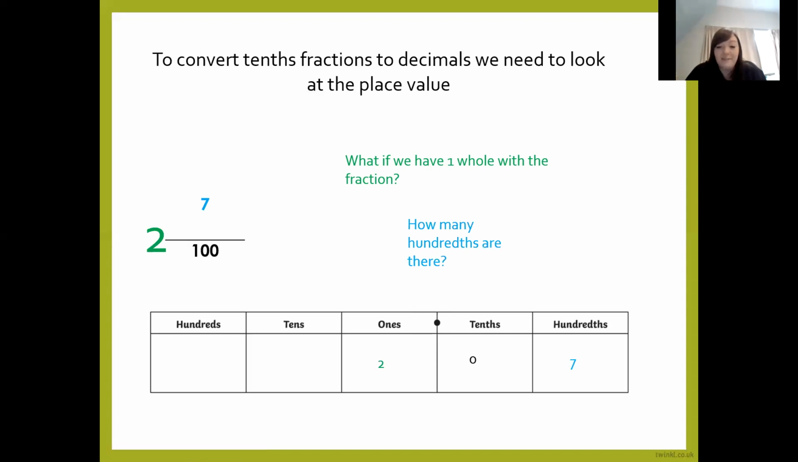Good, you should put 7 in the hundredths column. So 2 and 7 hundredths is the same as 2.07.